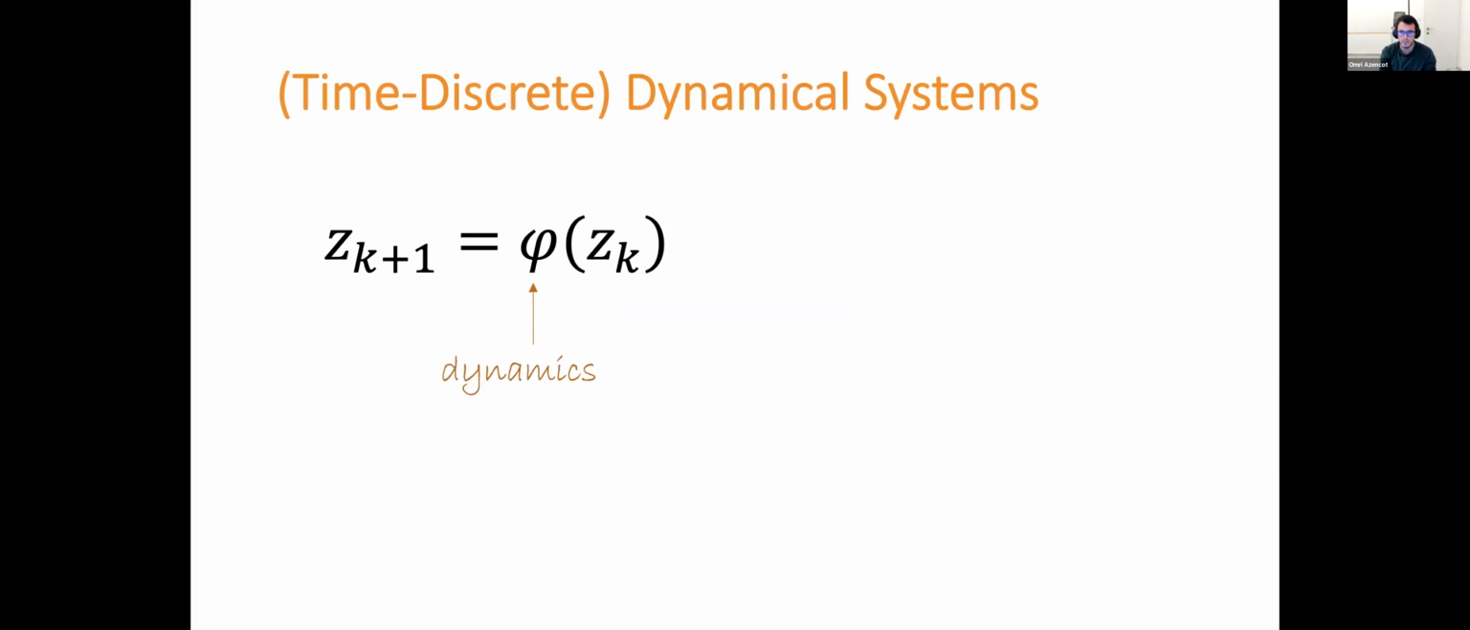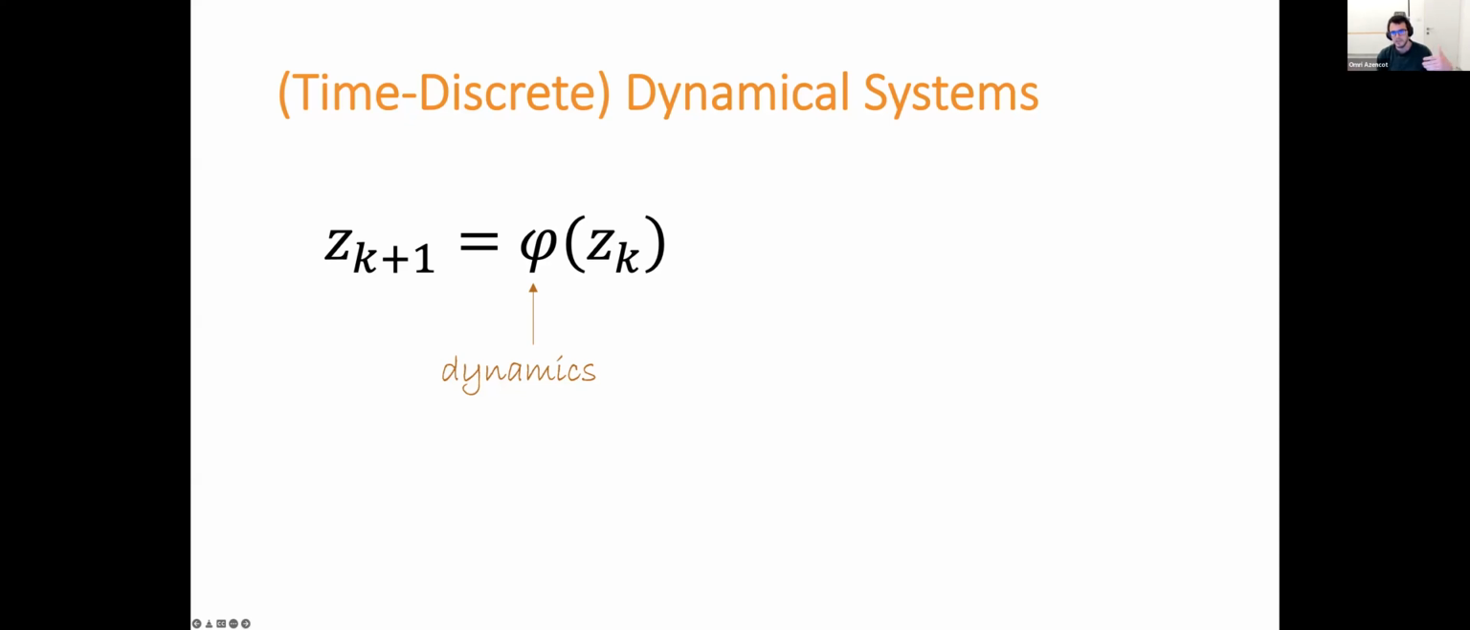What I mean by dynamical systems in this particular context are time discrete dynamical systems, and they are autonomous in the sense that I have a state variable, which I call Z, and it has a time index, which is just an integer represented using K. And then my dynamics are given by phi, and typically we assume they are nonlinear in most interesting scenarios.